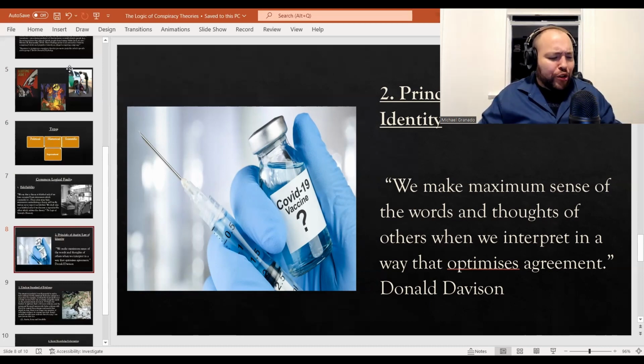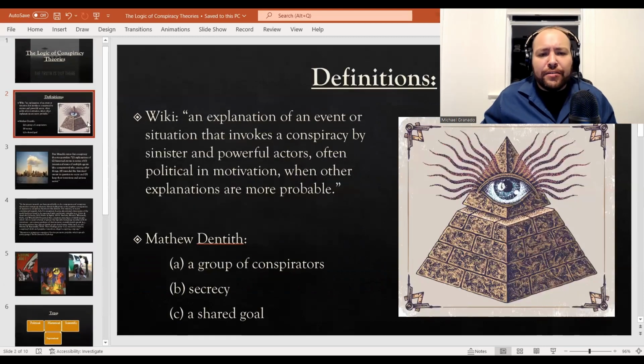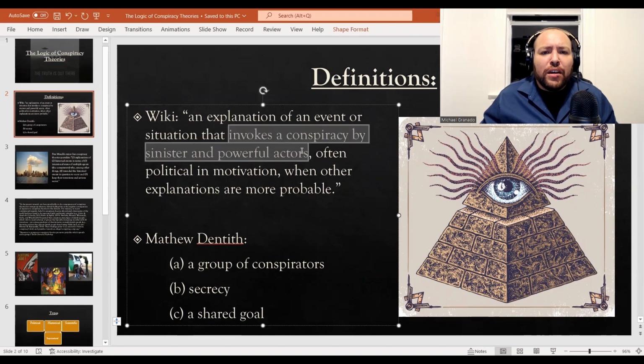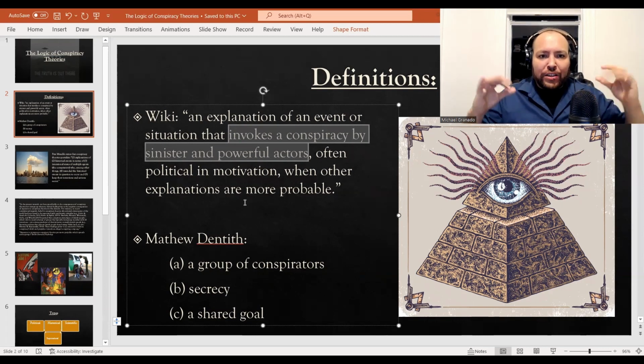The next idea is the principle of charity, loosely related to the law of identity. This one's a little bit more subtle. Let's go back to our Wikipedia definition real quick. This one has to deal with the assumed intent of the group, the assumed reason for action. Why are these people doing this thing? For the conspiracy theorist, it's some sort of negative intent, some sort of sinister purpose.